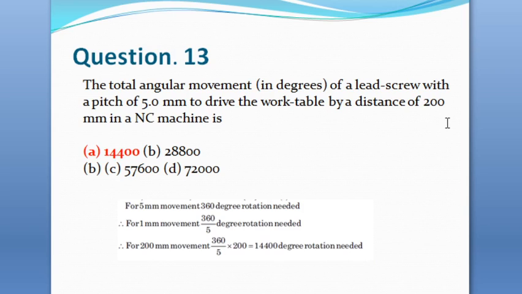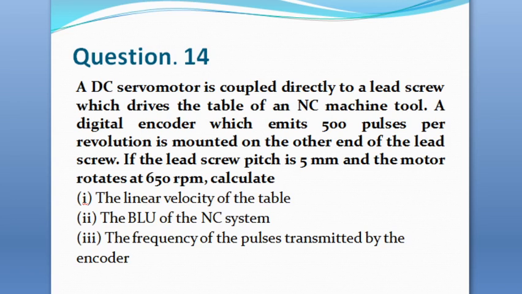Usually we calculate the basic length unit. The length of the distance is given. Therefore, 360 divided by 5 is the linear movement for 1 mm of the table. For moving 200 mm, it is multiplied by 200 to get 14,400 degrees of rotation needed. Option A is the correct answer.